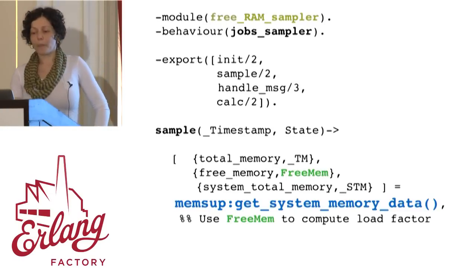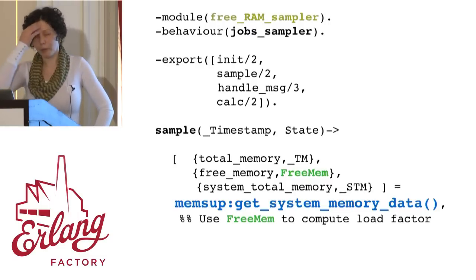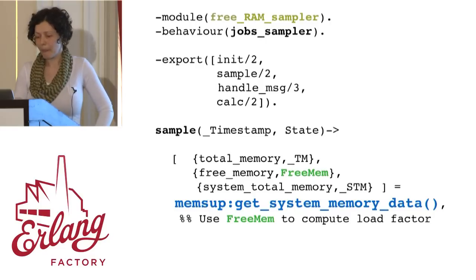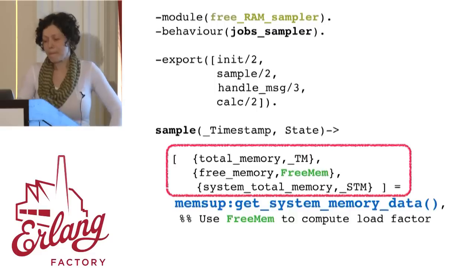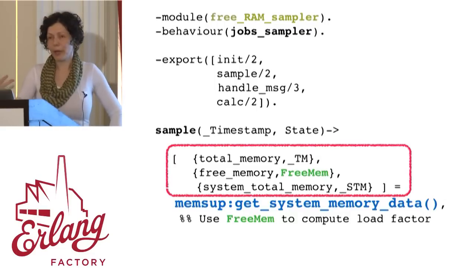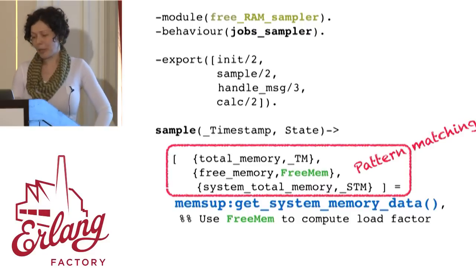Again, we implement job sampler behavior, and now we're gonna take a look at how to implement the sample method. We're gonna get the information from memsup get system memory data and feed it into this structure. That's what it returns. We only care about free memory. And this, by the way, is Erlang pattern matching. We do it with Erlang pattern matching.